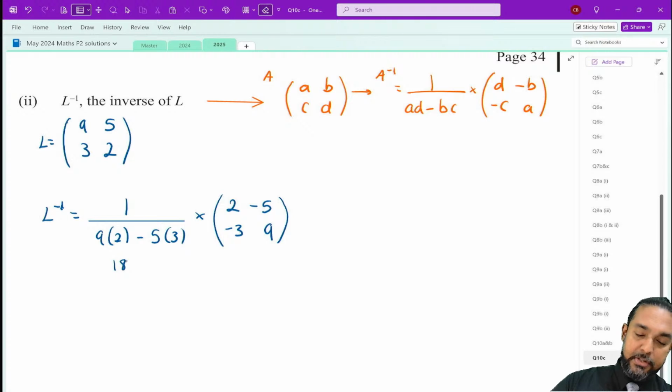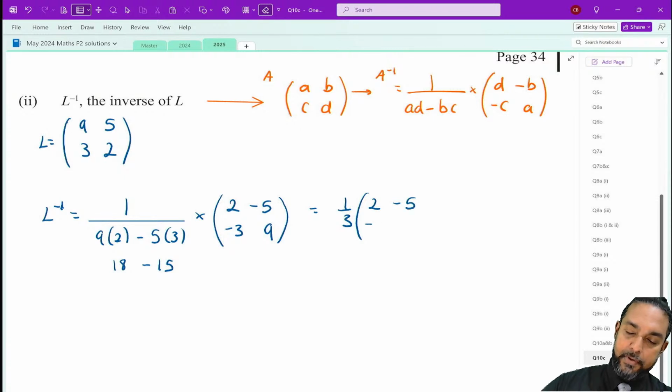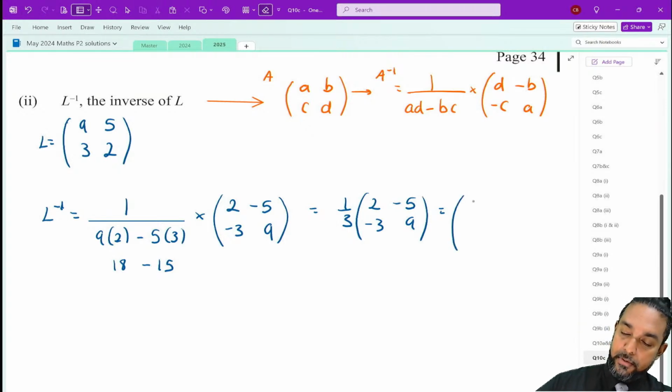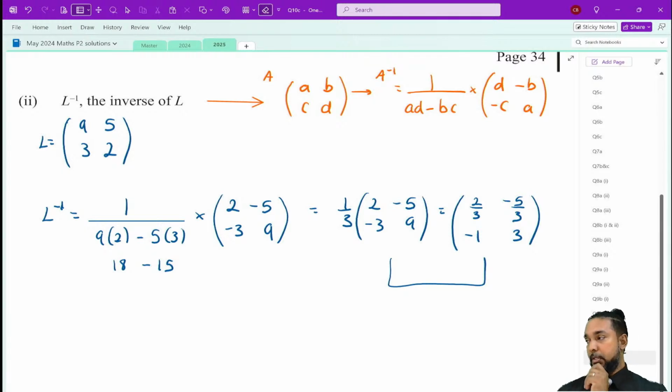9 by 2, as you know, is 18. 5 by 3 is 15. 18 minus 15 is 3. So you can write this as 1/3 multiplied by the matrix 2, minus 5, minus 3, 9. That 1/3 is called a scalar, like a coefficient to the bracket, and you multiply it by each of the elements inside. So 1/3 by 2 gives 2/3. 1/3 by minus 5 is minus 5/3. 1/3 by minus 3 is minus 1. 1/3 by 9 is 3. Either of these forms is acceptable. You don't have to put this one.